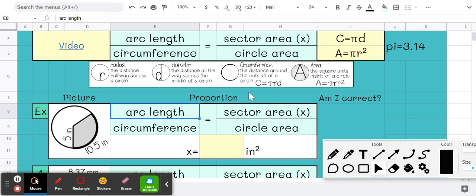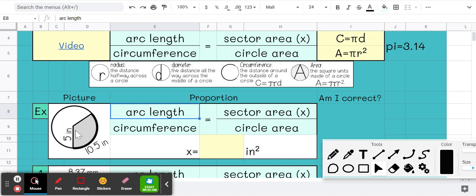All right, to solve for the sector area, we're just going to plug in numbers to this proportion. So the arc length is part of the circumference, and the sector area is part of the area of the whole circle, and it's an equal part. So it's either like 1/2, 1/3, 1/6, 1/8. It might be more complicated, like 2/3 or 5/6. Okay, so we're just going to plug in what we know.